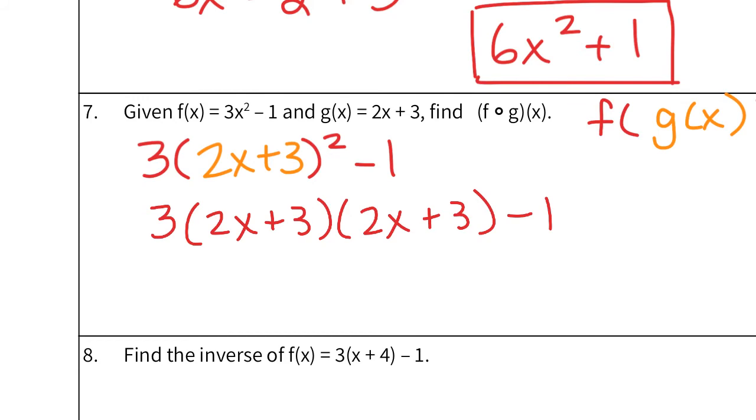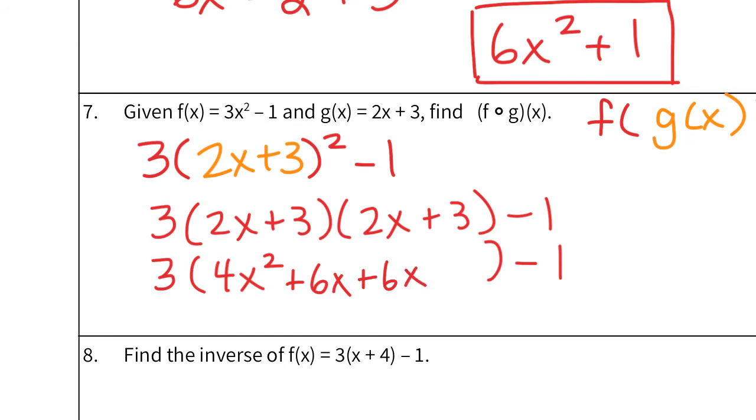Okay, but now I want to do that multiplication. So I'm still going to have that 3, and this is still going to be in parentheses. But let's multiply this out. If I do distribution, I have 2x times 2x. That gives me 4x squared. Okay, then I have 2x times 3, which gives me plus 6x. Now the second term, 3 times 2x gives me plus 6x. And then last, 3 times 3 gives me 9.